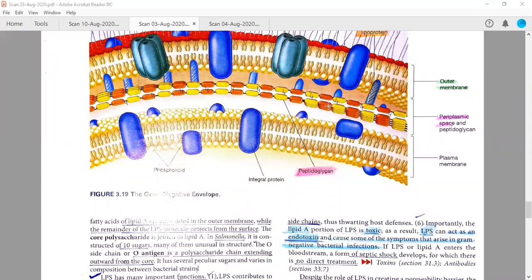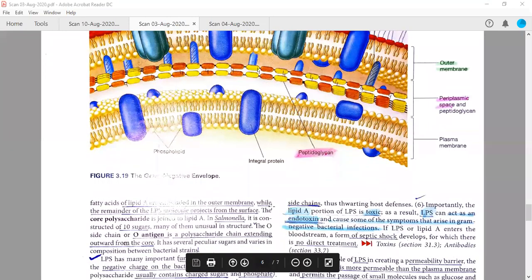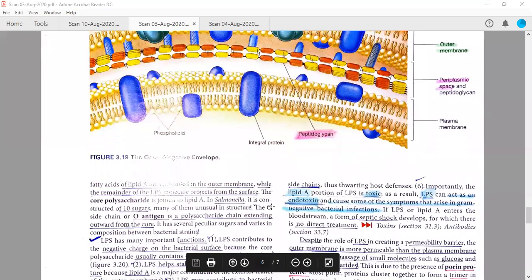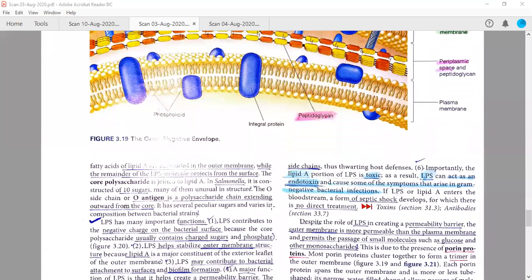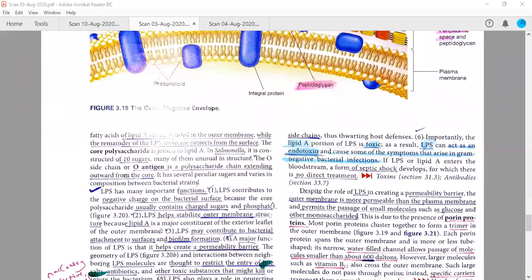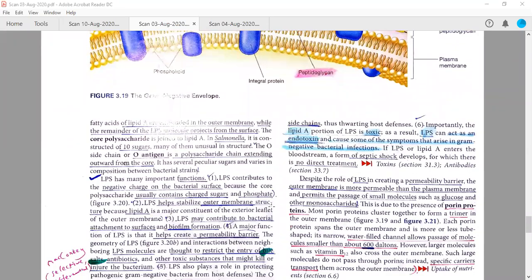Yes, I discussed the outer membrane in the previous class, but not in detail, and not from the Pathfinder, only from this book, from this page only. No problem at all. Let's discuss it again so that you are able to better understand this.